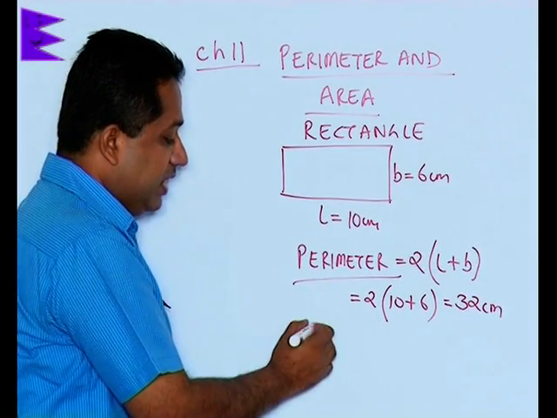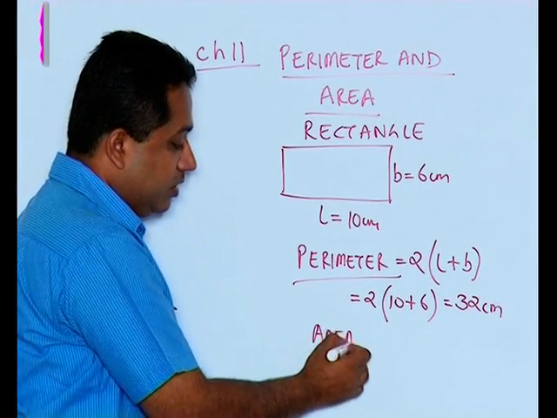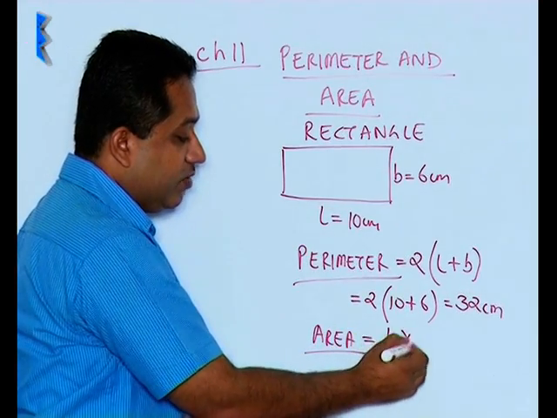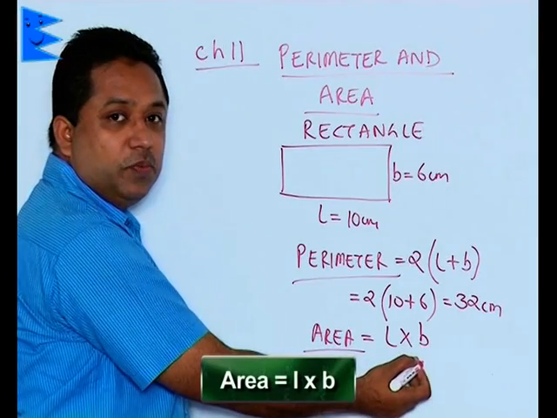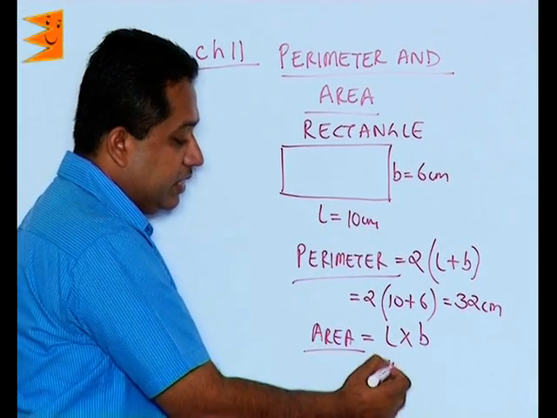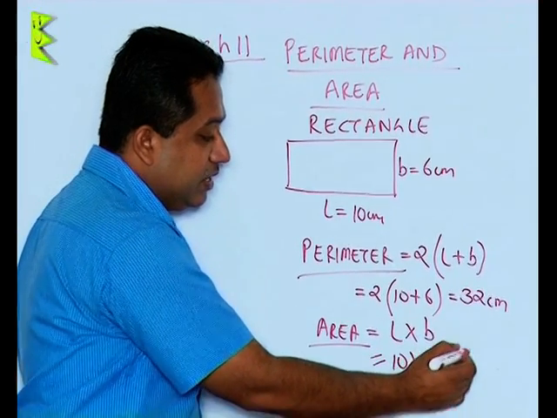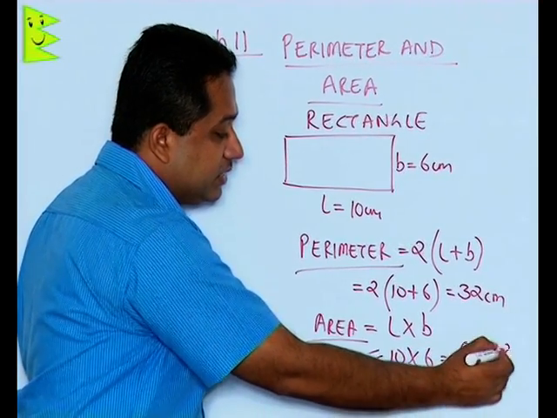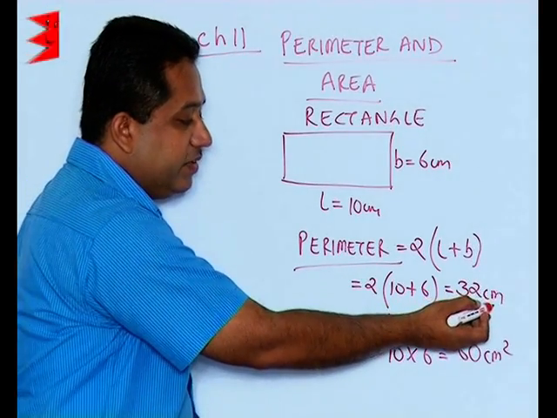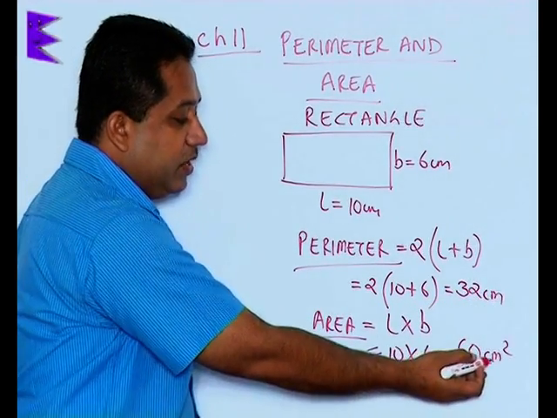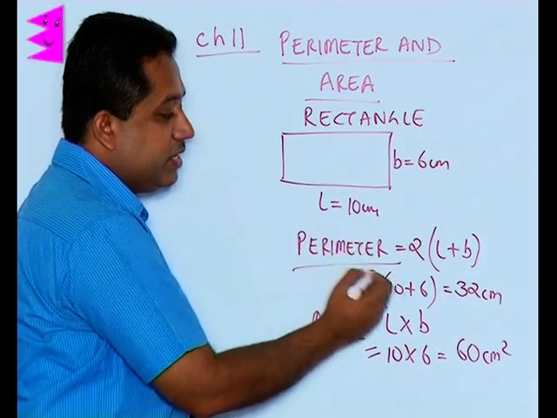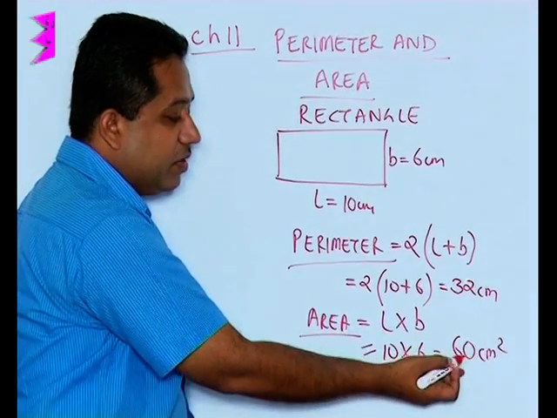And if we want to find the area, we have to multiply the length and the breadth. So, area of a rectangle will be L into B. So, L into B in this particular question is 10 multiplied by 6. Therefore, area will be 60 centimeter square. Now, note the unit, the perimeter will always be in centimeter and the area will be in centimeter square. If the question is in meters, the perimeter will be in meters, and area will be in meter square.